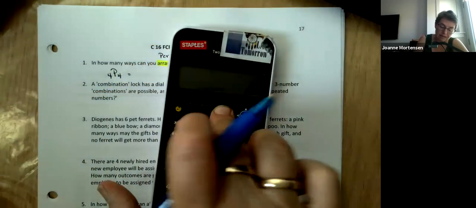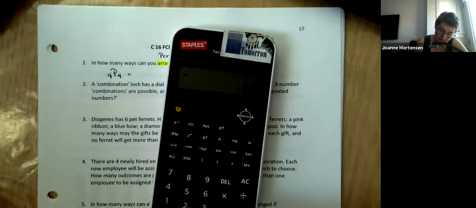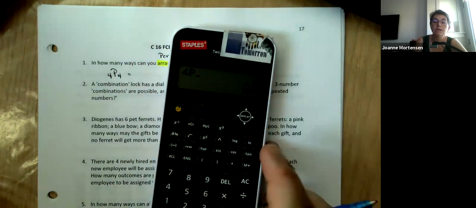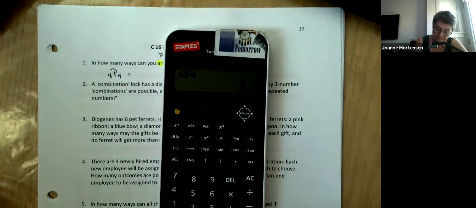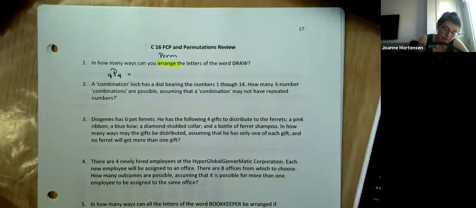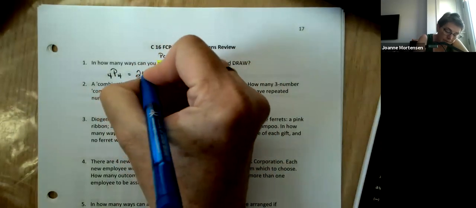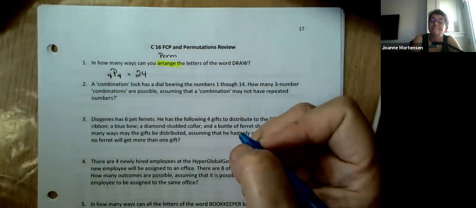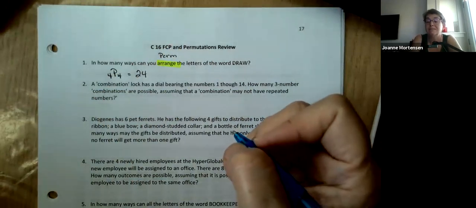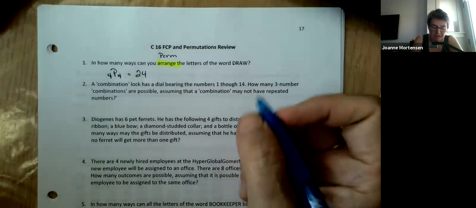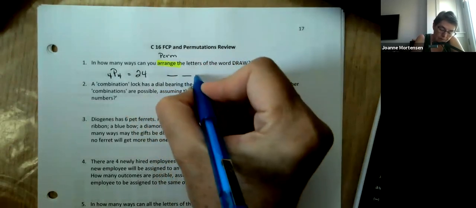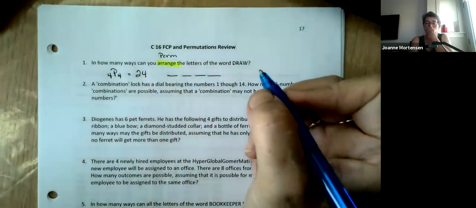And I can use my handy calculator and go 4, and this one I have to do shift and the factorial key and equals. That's 24. You can also use the formula, but I have my calculator at this exact moment. I don't remember the formula. Or you could also just go 1, 2, 3, 4.